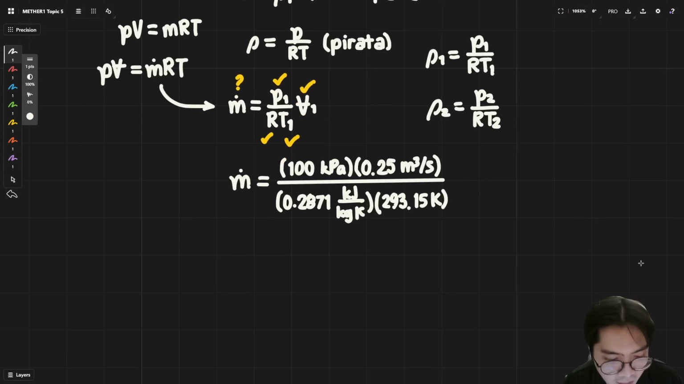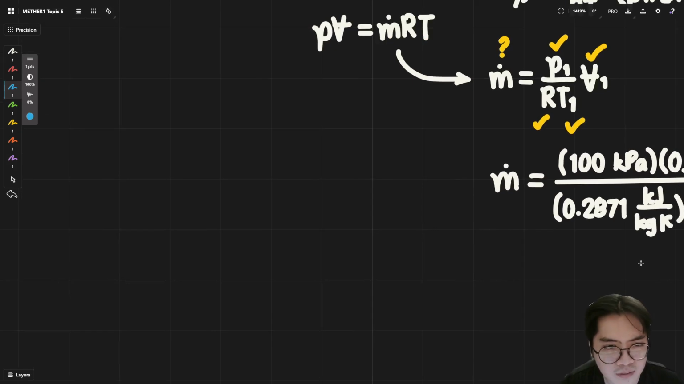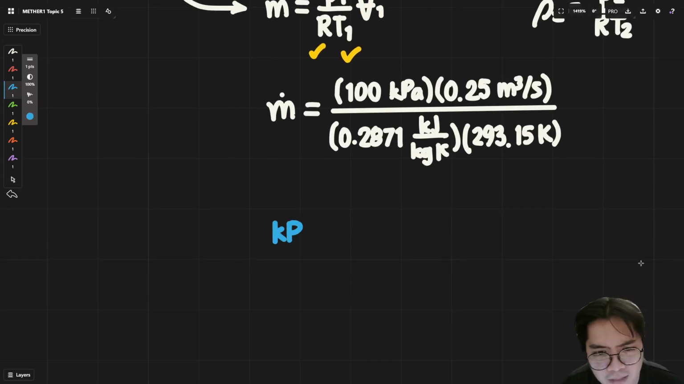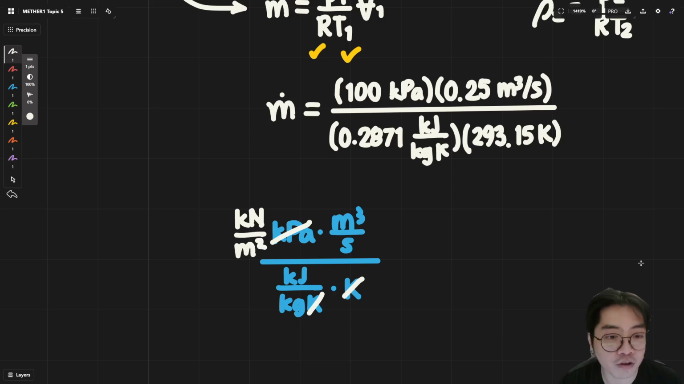Your m dot in here will have units of kPa times meter cube per second all over kilojoule per kilogram Kelvin times Kelvin. You can cancel. And what you can do is turn kPa into its kilonewton per square meter. Notice that there are 2 copies of meters in here and 3 in here, so you can cancel.